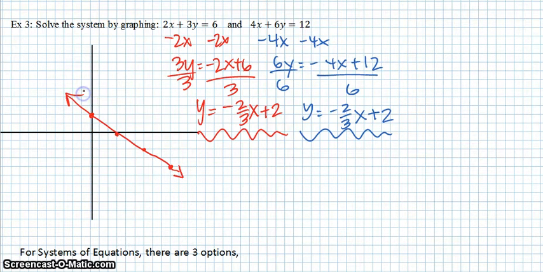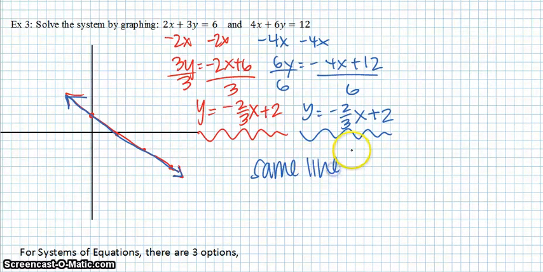But if you notice, the blue equation is the exact same one as the red equation, so I would be graphing that blue one right on top because they're the same line. So where do they intersect? They intersect everywhere because they're the same exact line. So they're the same line.